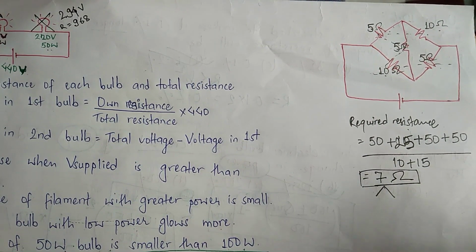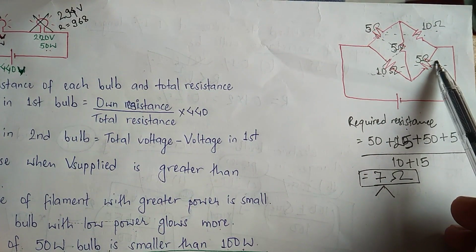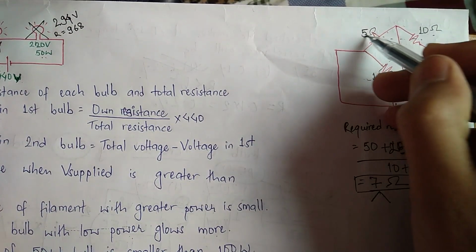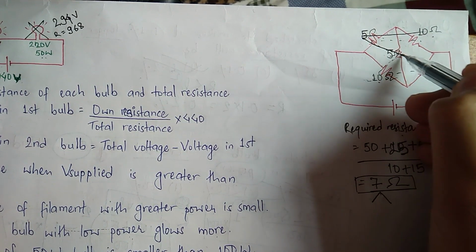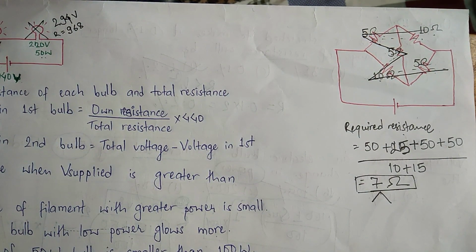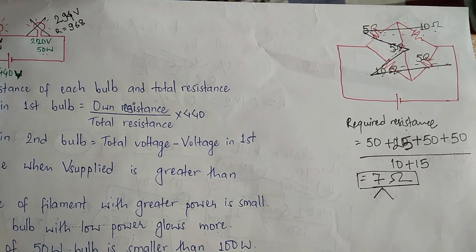In this way you can easily find it when the diagonals are of the same resistance. So you have to make a summation sign like this, and then you can solve problems easily.